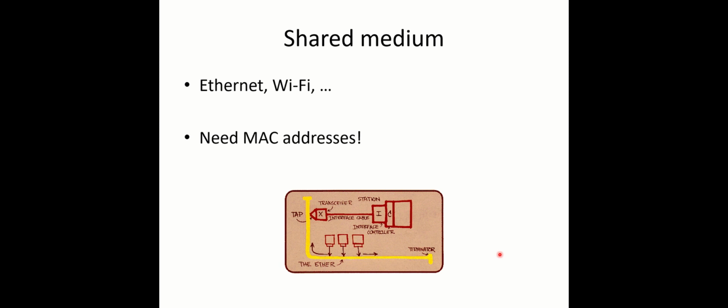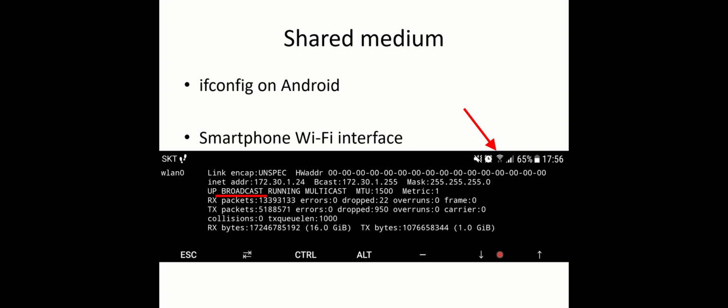Now let's talk a little more about the type of links. The first one is the shared medium type links, such as the Ethernet and Wi-Fi. They use MAC addresses, and it is very important that IP knows about it, which we will see later. For instance, here is my smartphone, which has a Wi-Fi link. And this is what the IP on my smartphone knows about the Wi-Fi link that connects it to a wireless access point.